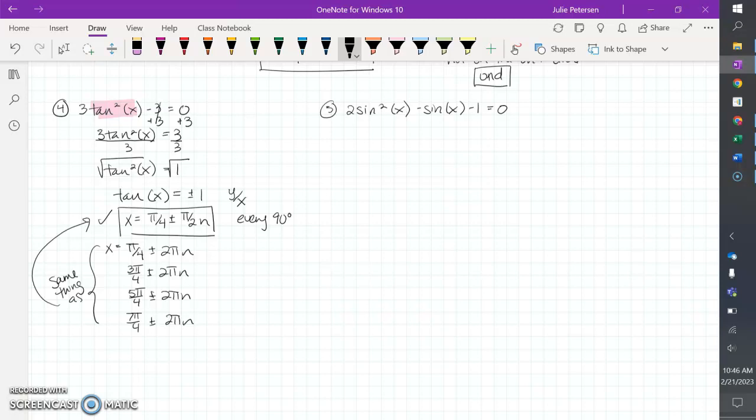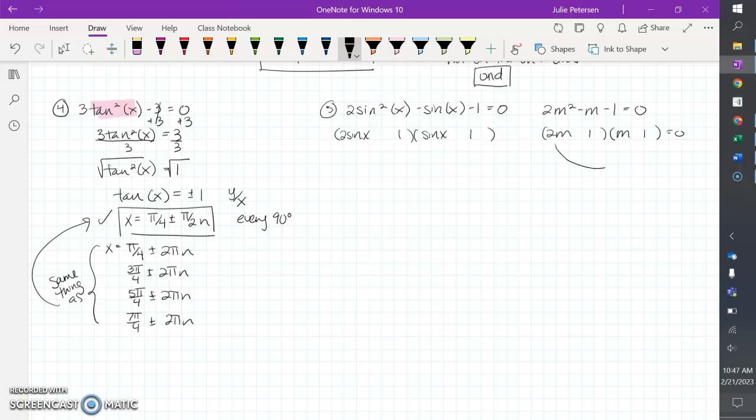Now, some people like to just rewrite this and think of that sine squared as something else altogether, like maybe the variable m. So 2m squared minus m minus 1. And for some people, factoring this seems a little bit easier. But it's really the same process. So we'll start our binomials with the two things that multiply to 2 sine squared x. So that's going to be 2 sine of x and sine of x. And then the only things that multiply to make negative 1 are going to be positive 1 and negative 1.